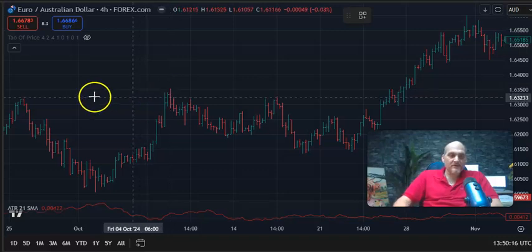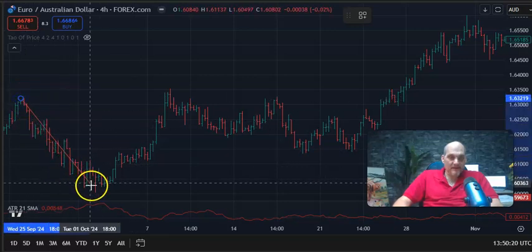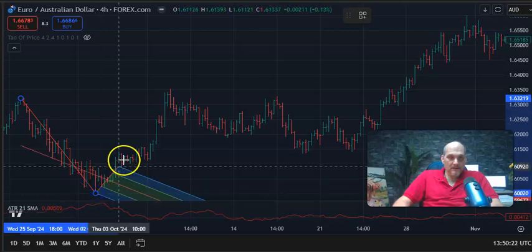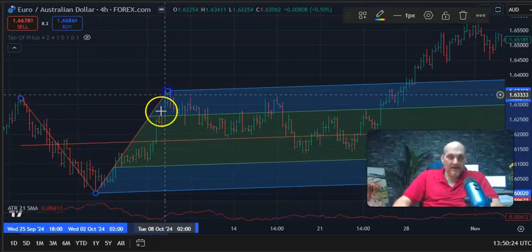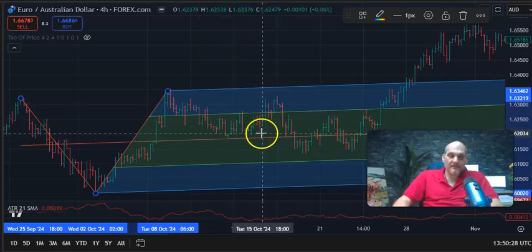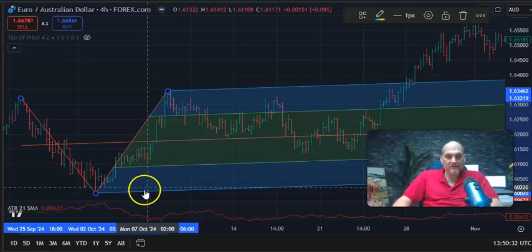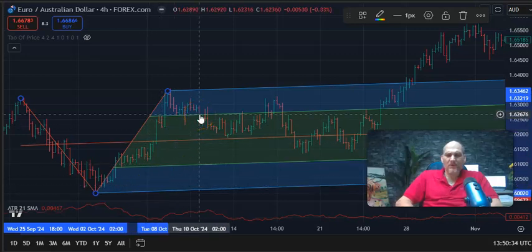So if we were using pitchfork, you need 3 points. You need a high, you need a low, and then you need another high. So here you get the pitchfork. This is the median line, and generally a pitchfork is only 2. These are actually extensions. I think they would be called shift extensions, if I remember correctly.